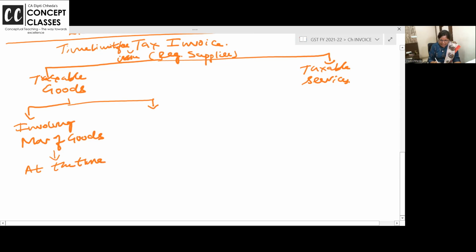At the time of removal. When I have to send the goods, means it's my duty to send the goods to the recipient, the time is when I remove the goods from my godown.